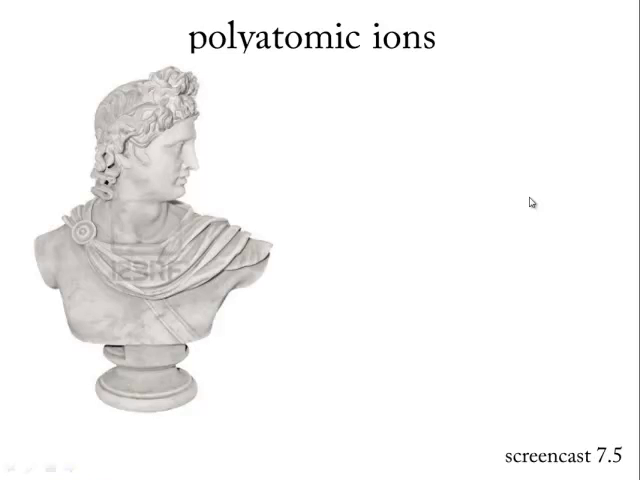So most elements like to either gain or lose electrons, and that's to give themselves a full outer shell at the expense of forming a charge. Just because elements like to do that doesn't mean molecules can't do it too, and in fact they do. These are groups of atoms that have formed molecules that have a charge. They connect to the corresponding ion of the opposite charge, and they're very stable. These are called polyatomic ions, and let's learn all about them in Screencast 7.5.